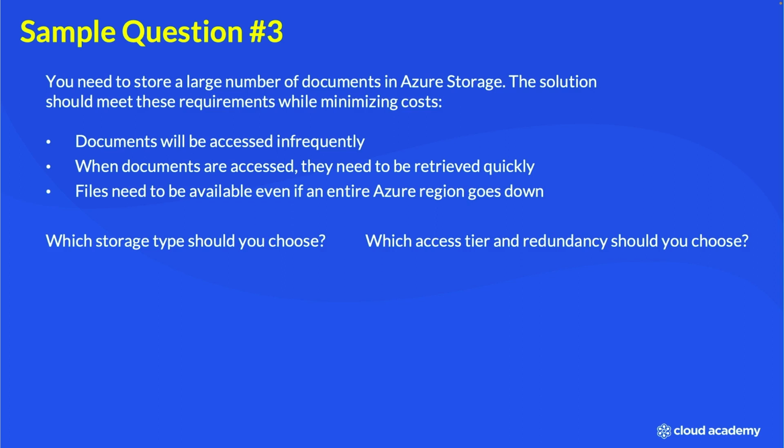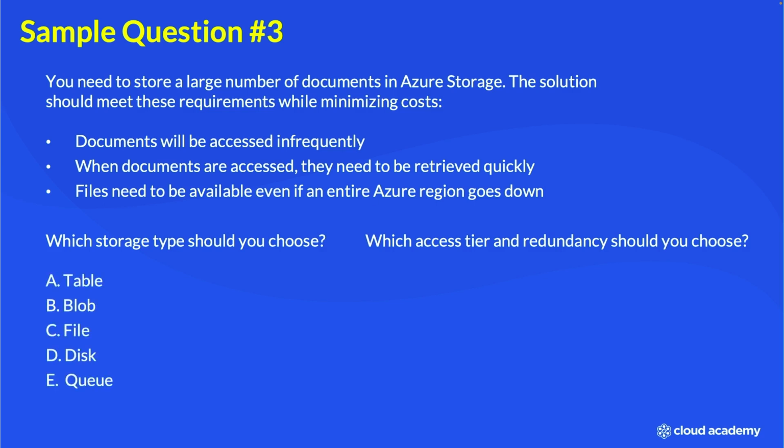Documents will be accessed infrequently. When documents are accessed, they need to be retrieved quickly. Files need to be available even if an entire Azure region goes down. So there are 2 questions. Which storage type should you choose? And which access tier and redundancy should you choose?